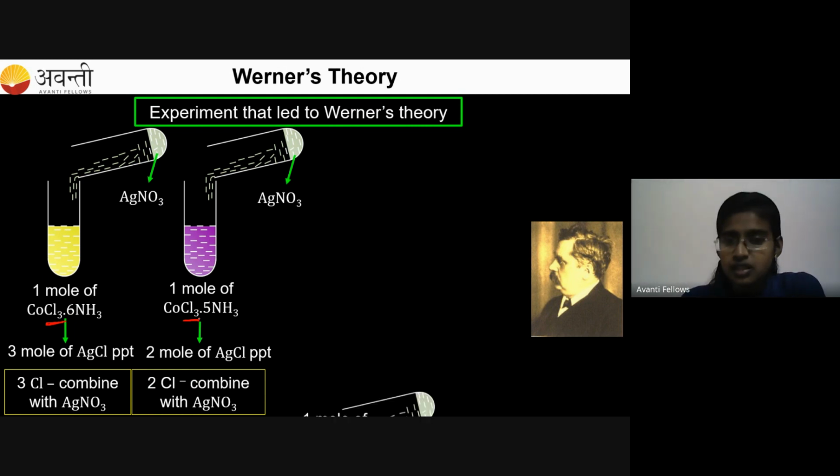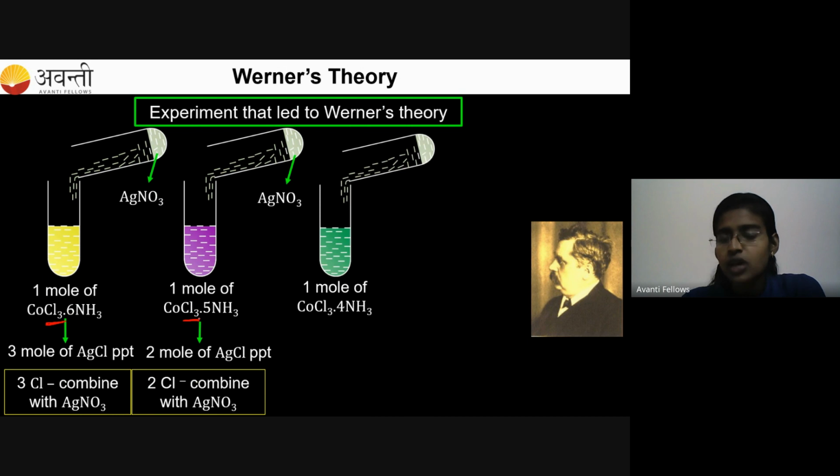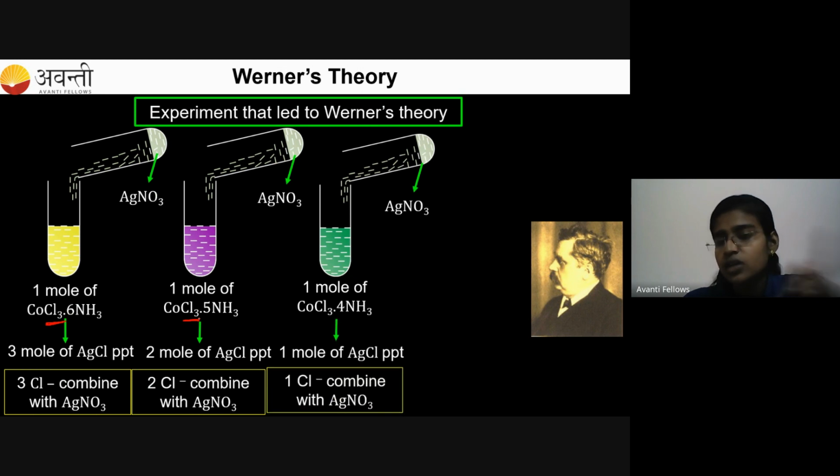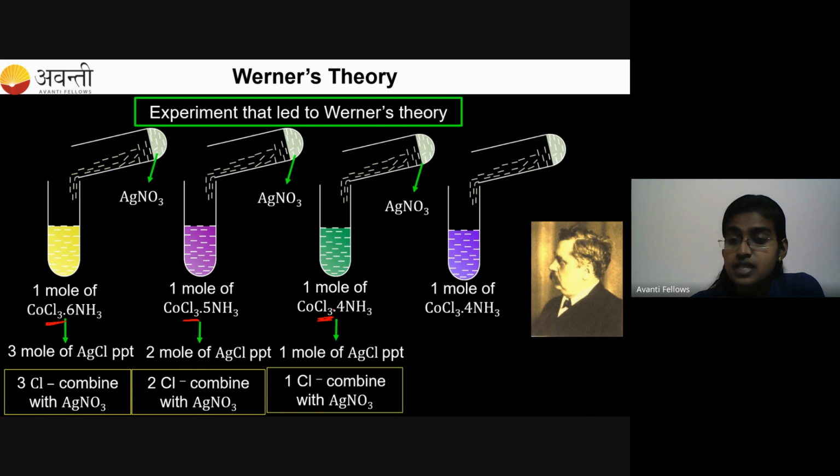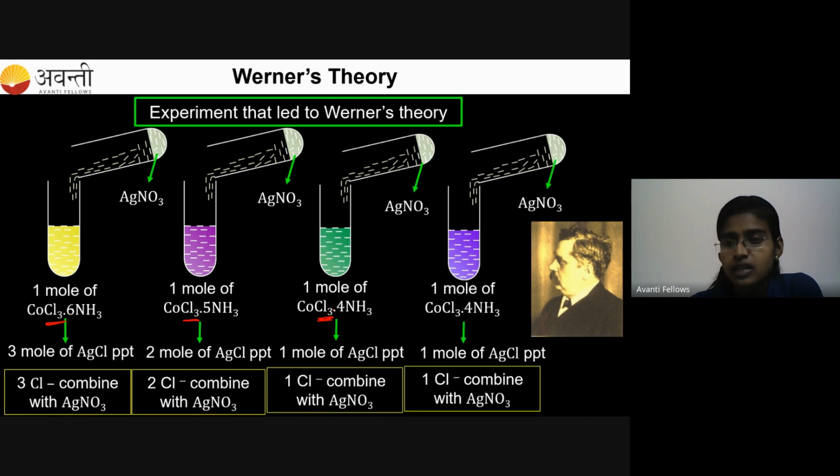The third observation was, he took the cobalt chloride salt containing 4 ammonia molecules and added the same silver nitrate to that. Now he got only 1 mole of AgCl precipitated out. What is a precipitate? Something which settles at the bottom of the test tube during the reaction. That is called precipitation. AgCl is precipitating. From this third observation, he concluded that only 1 chlorine out of 3 is reacting with AgNO3.